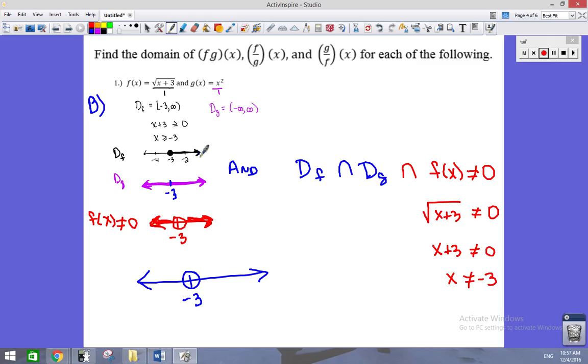To the right of negative 3 is shaded, to the right of negative 3 is shaded, and to the right of negative 3 is shaded. This part is shaded in all 3, so it's shaded in my answer. So the domain of g over f was real similar to the domain of f times g. It's just that in f times g we included negative 3, but now we're excluding negative 3. Alright, so there's our 3 answers for this first problem.